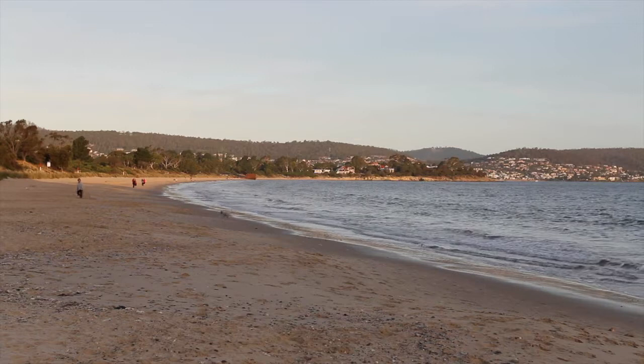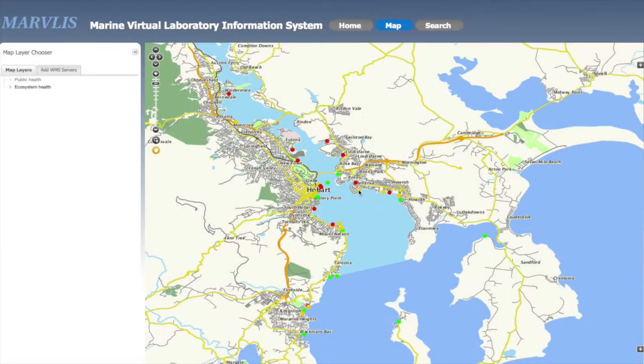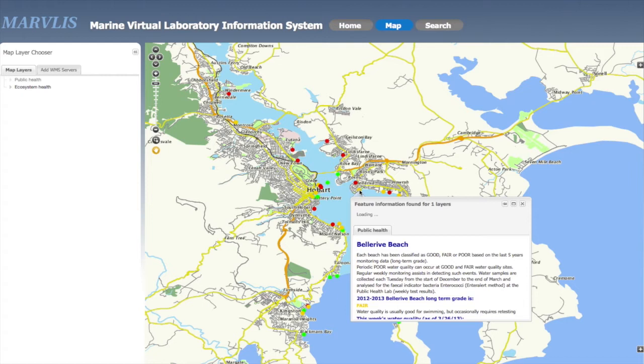And we go out every week in the summer and we monitor about 35 sites around the Derwent, and then the data is returned to us and goes into a database. So MARVLIS is quite useful to us for this program in that it allowed us to put all of our data into a single space, and we can compare and contrast recreational water quality at the different monitoring sites.